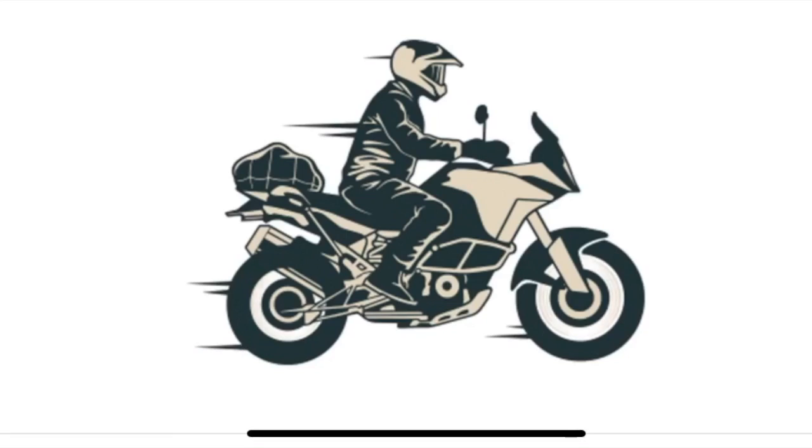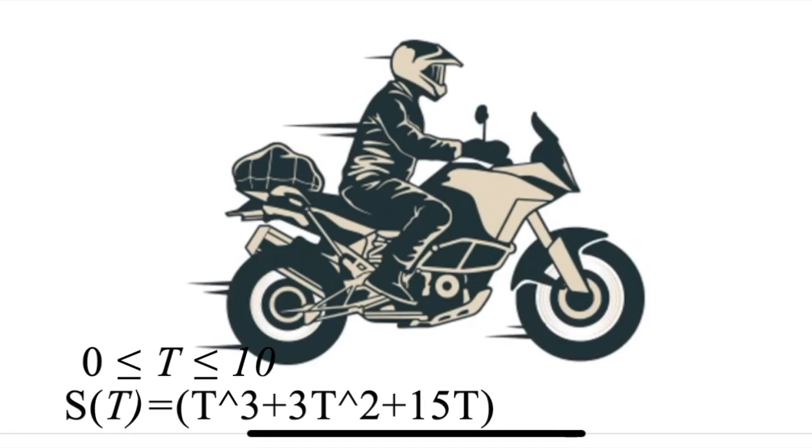A motorcycle is traveling on a straight road from 0 to 10 seconds. The position of the motorcycle is modeled by the function s(t) = t^3 + 3t^2 + 15t.